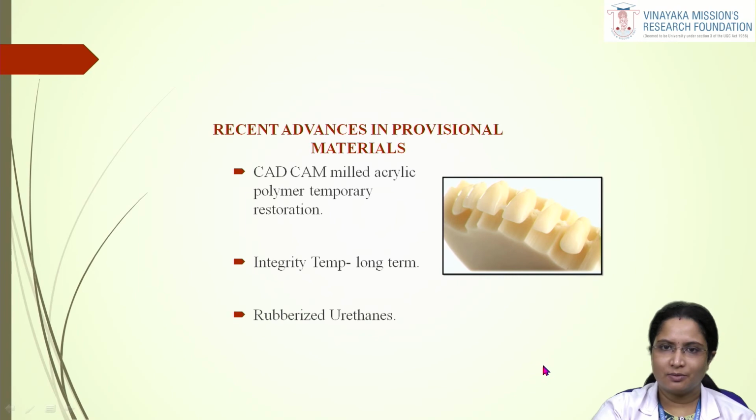So, recent advances in provisional restorative material. Recently, CAD/CAM milling of provisional restorative material is more advantageous, and many studies show a precise fit compared to the traditional method of fabricating a provisional restoration. Next is Integrity Temp. It is nothing but a high impact composite used as a provisional restorative material, which is indicated for long term provisional restoration. Next are rubber based urethane materials, which can also be used as a temporary restorative material.